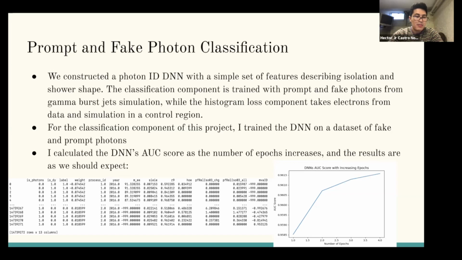For the classification component of the project, I trained the DNN on a dataset of fake and prompt photons. I split the dataset into a training and testing set, and trained and tested the DNN on the corresponding set. I calculated the AUC score of the DNN, which is a way to measure the model's performance, as well as the DNN's predictions for the mean value of the prompt and fake photons, so I can get a sense of whether the DNN served as an accurate predictor for the dataset. I also calculated the DNN's AUC score as the number of epochs increased, and the results are as we should expect: as the number of epochs of training increases, the DNN's performance increases.